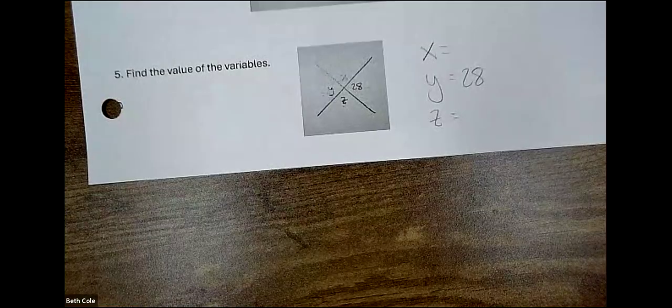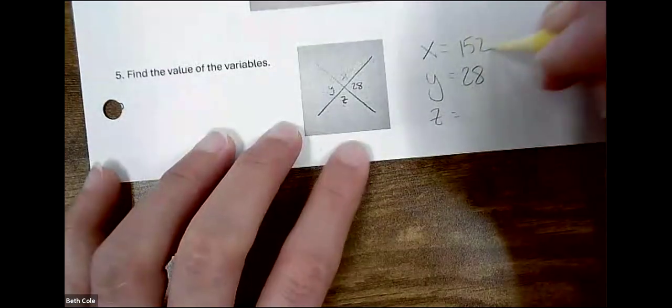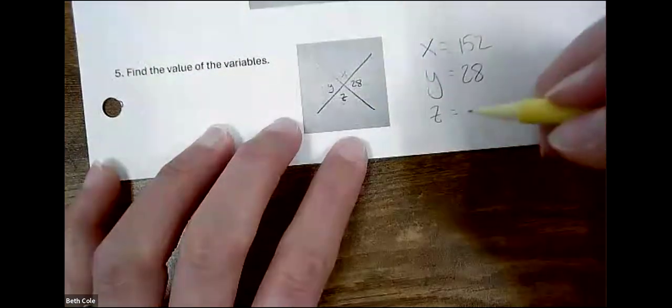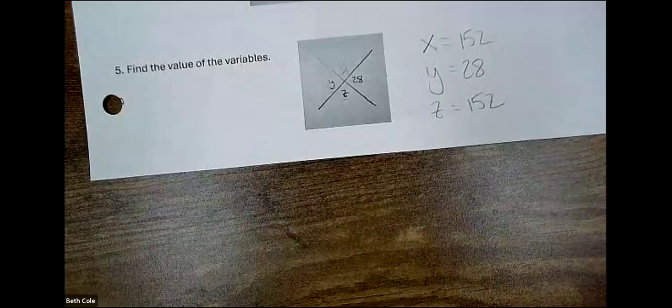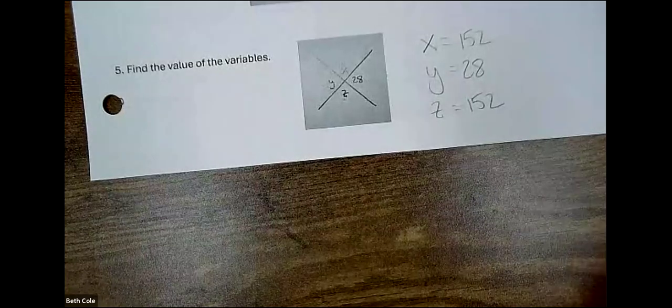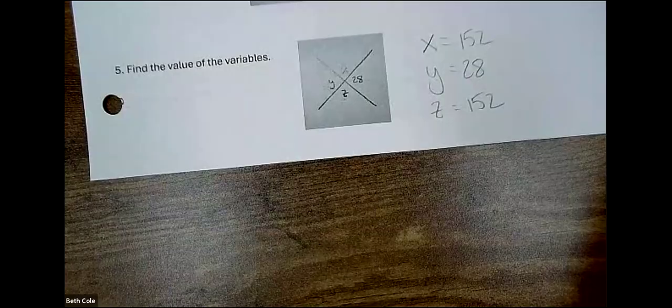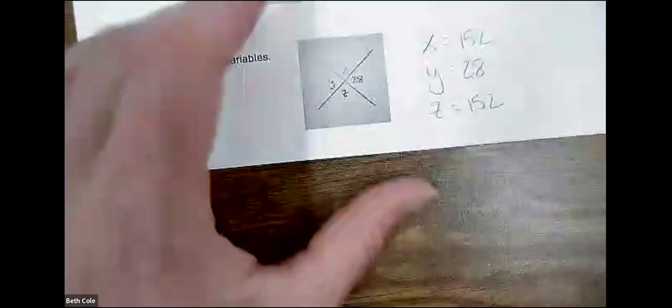I'm bringing up my calculator here so I can type it. Yeah, minus it from 180. So I just typed it in real quick. 180 minus 28 is 152. And again, the X and the Z are across from each other, so they're also going to be congruent, or the same. So you're just filling it in. Cool.